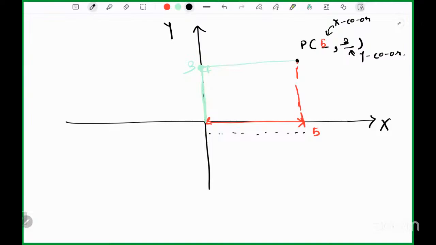So for point P, we have two coordinates. One is the x coordinate, another one is the y coordinate. The x coordinate is just the distance traveled over the x-axis, and the y coordinate means the distance traveled over the y-axis. If you draw a perpendicular onto the y-axis, whatever distance you have traveled in the y direction will be your y coordinate. So we can assign two coordinates to each and every point. This is the basic coordinate geometry.